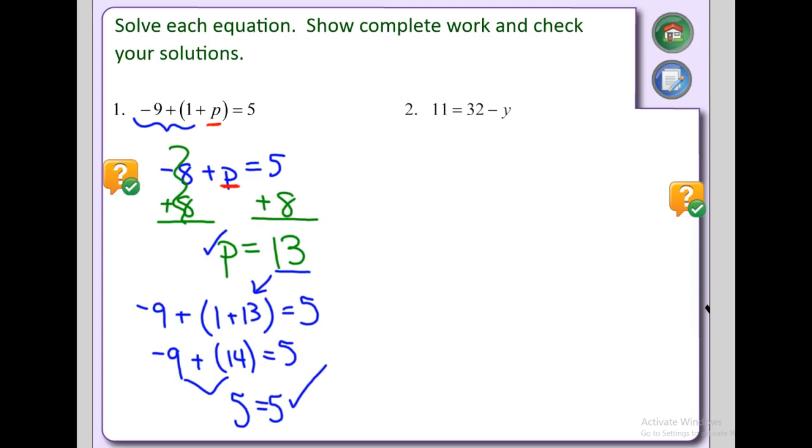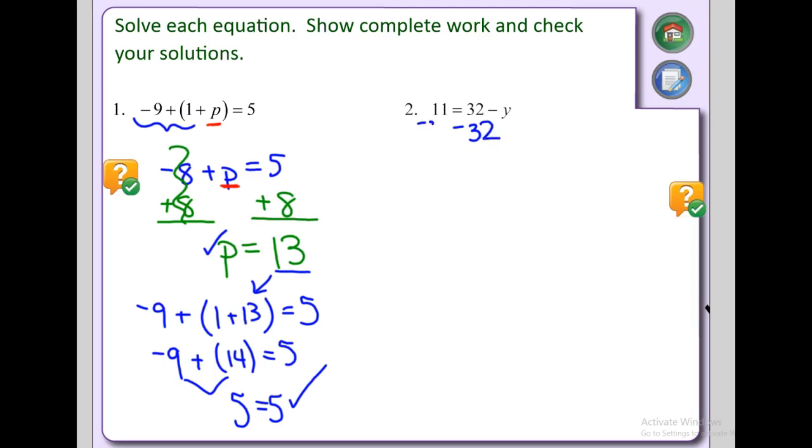Now we need to get y alone. So who needs to move to get y alone? Yes, I would say 32 is my floater. So when you look there then, what's in front of that 32? There's nothing there. That means it's positive 32. What's the opposite of positive 32? That's right, negative 32.